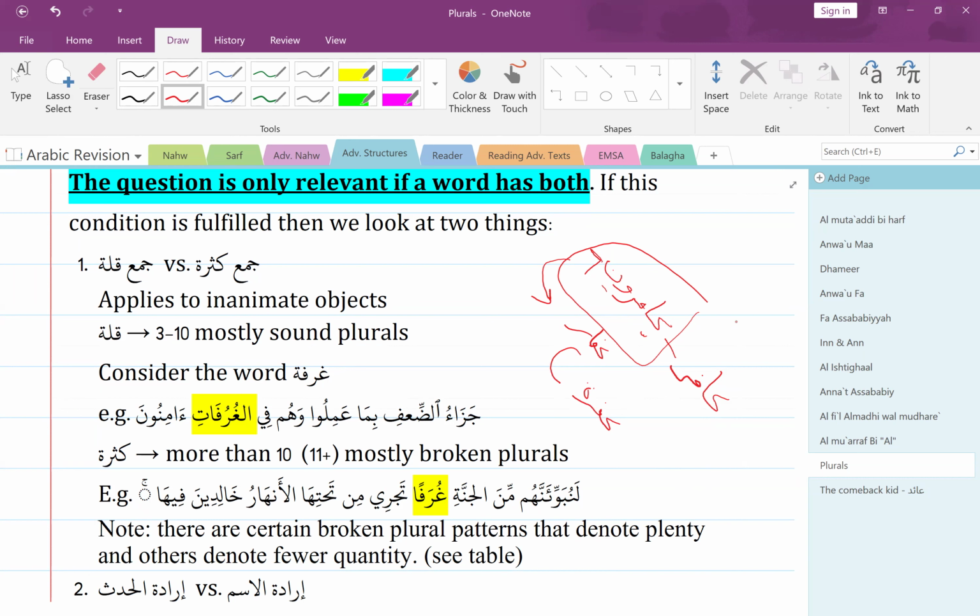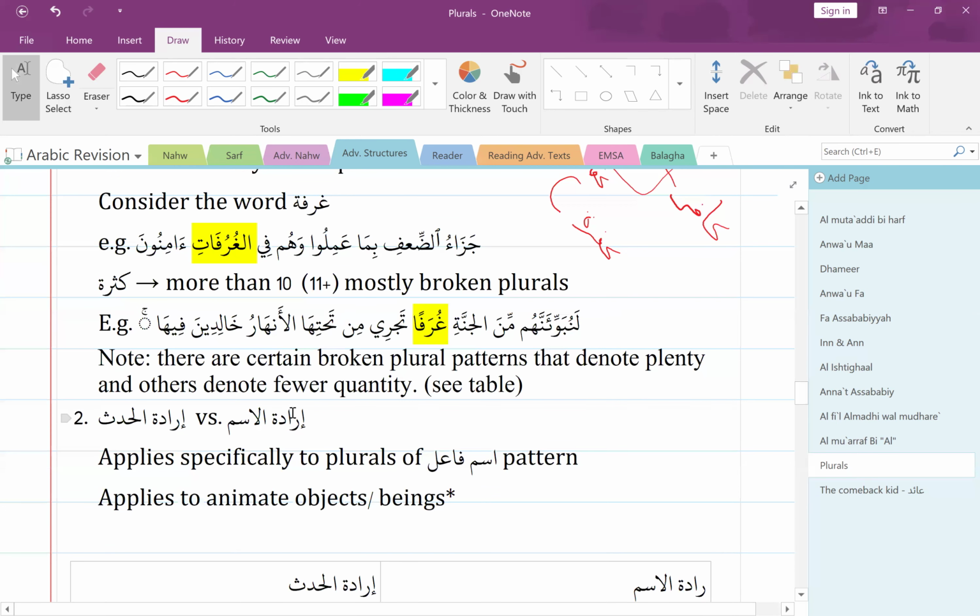That's the first one, in terms of quantity. Is it a small quantity or a large quantity? If it's a sound plural, it's a small quantity. If it's a broken plural, it's a large quantity. That's one. The second thing we discuss is something called iradatul ism versus iradatul hadath.